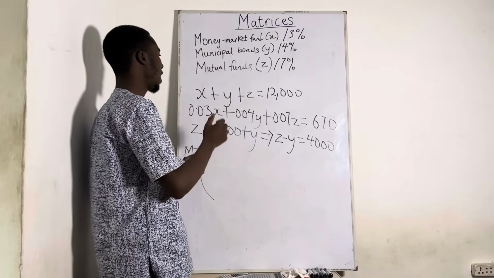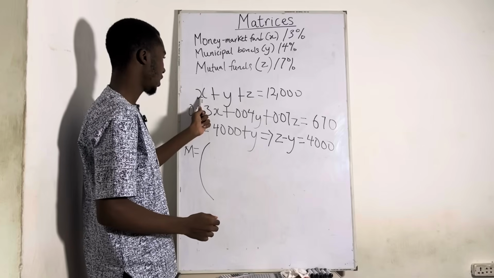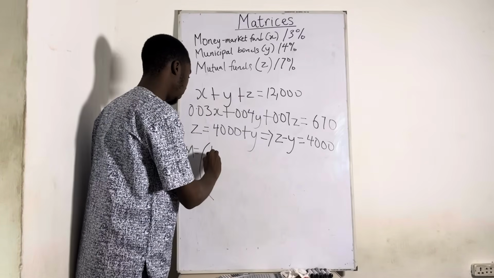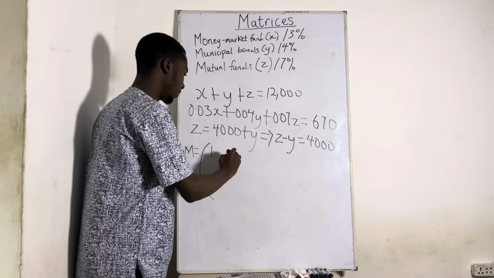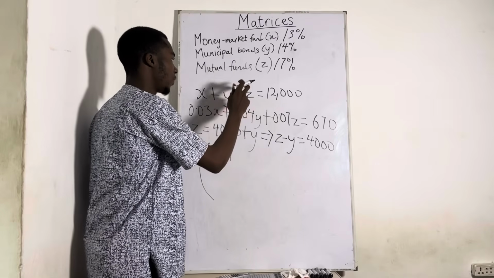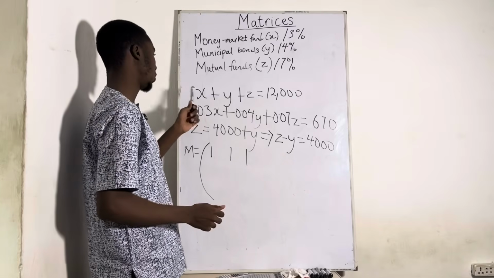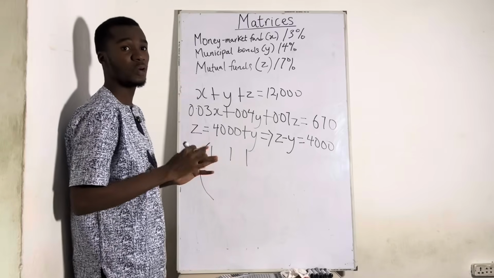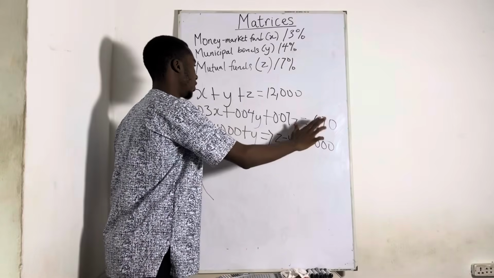The first equation is x + y + z = 12,000. The coefficient for x is 1, so you write 1 here. The coefficient for y is also 1, so we write it here. The coefficient of z is also 1, so you write it here. If you had 2x, the coefficient would have been 2, or 3 if you have 3x. But once you have only a variable, the coefficient is always 1.